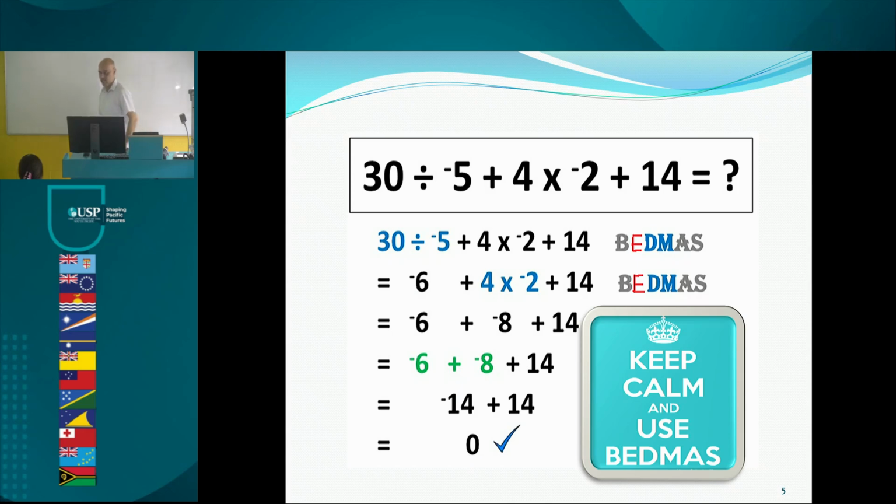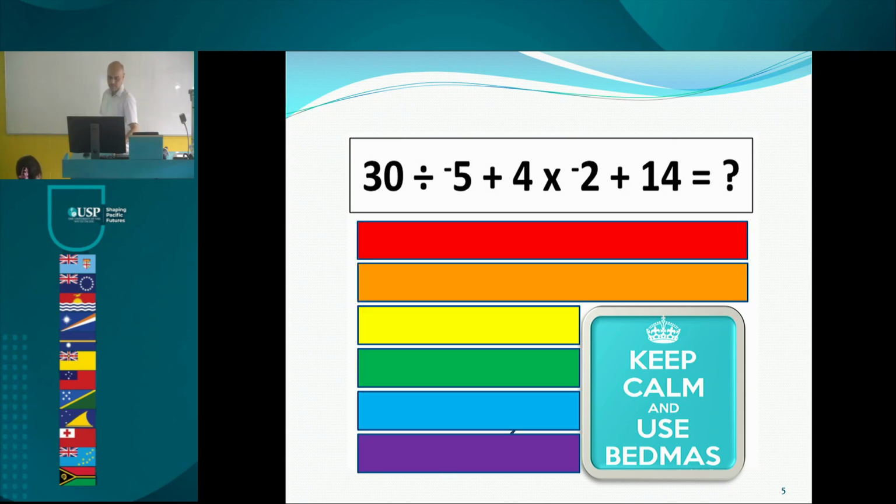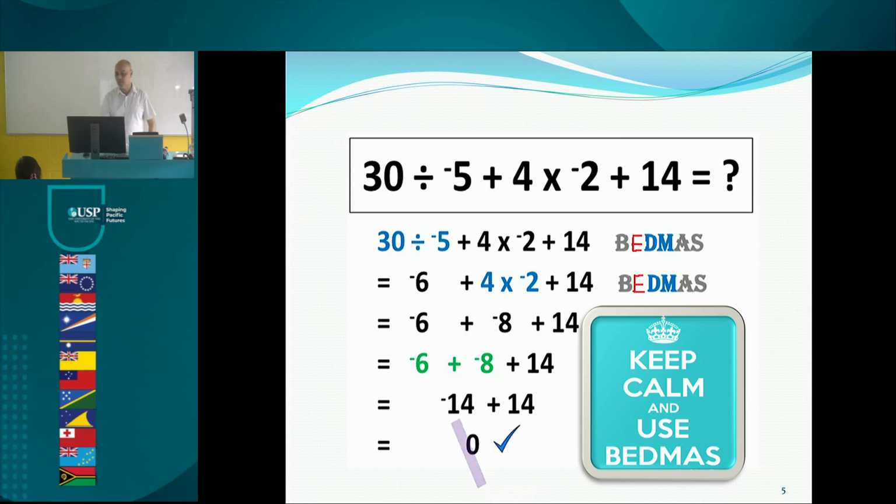Alright, let's pick up the calculator, everybody, and enter whatever you see in this block up here on your calculator. So you're going to press 30 divided by negative 5 plus 4 times minus 2 plus 14, followed by equals in that same order. I want us to press equals after we have done that. What result does the calculator give us? 0. And let's see what result we got when we did this problem one step at a time.